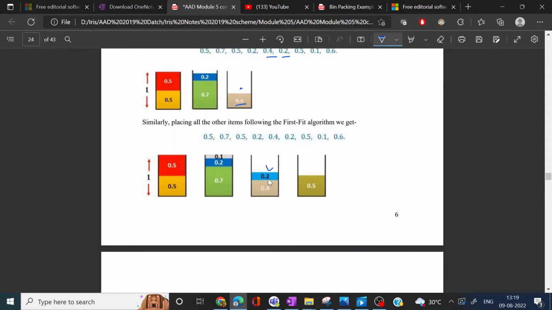Again, the space here is not enough for 0.5. Here only 0.4 is remaining, so this is not enough.